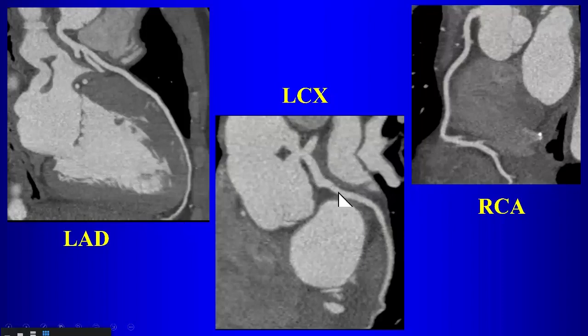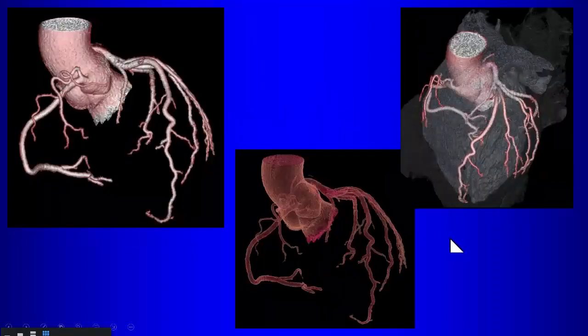Here's the left atrium as we watch the circumflex coronary artery going around there, the atrioventricular groove. And then we'll use also a short axis view to look at the right coronary artery. So here's the right coronary artery going around the right atrium. So these are the typical reformatted views that you would obtain when you're looking at these coronary arteries.